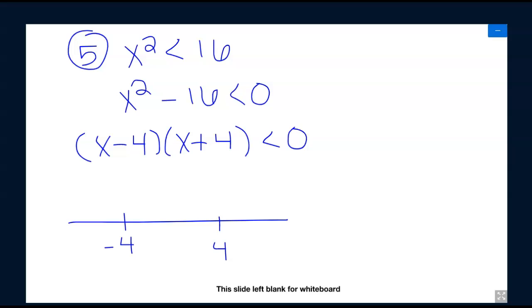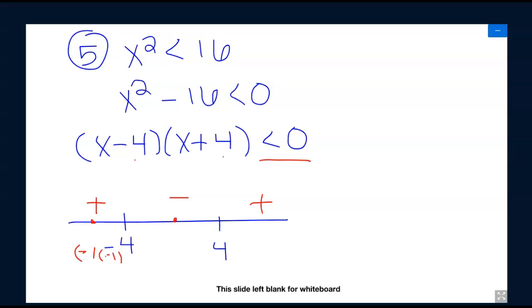So if we check less than negative 4, that's like plugging in negative 5. So negative 5 minus 4 is negative. Negative 5 plus 4, negative. So a negative times a negative is a positive. Here we have 0 as the easiest point between them. So you have negative 4, positive 4, that's a negative. Plugging in 8, I just picked a random one. 8 minus 4 is 4, 8 plus 4 is 12, that's a positive.